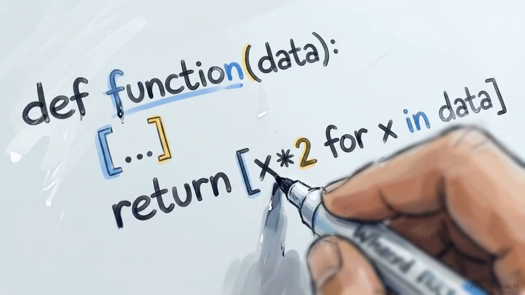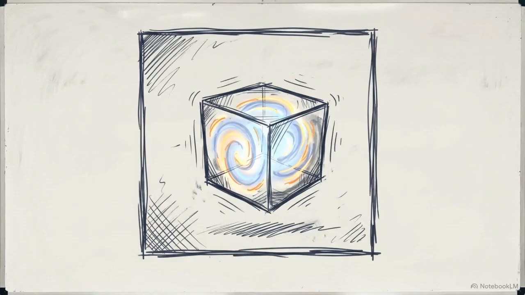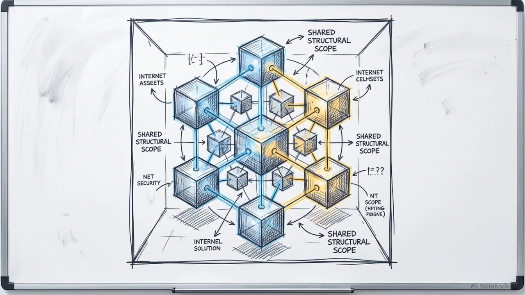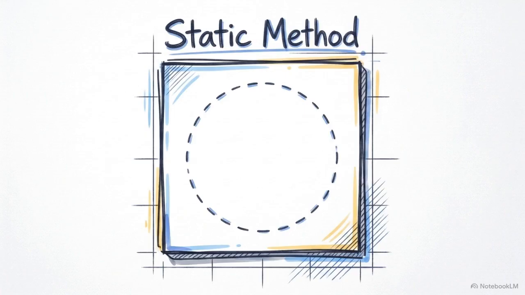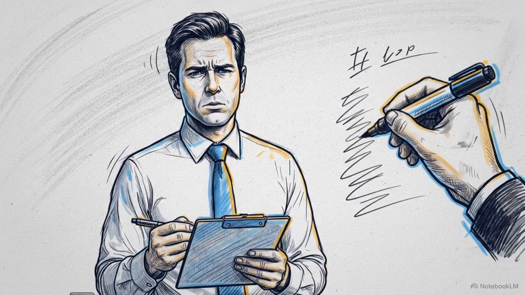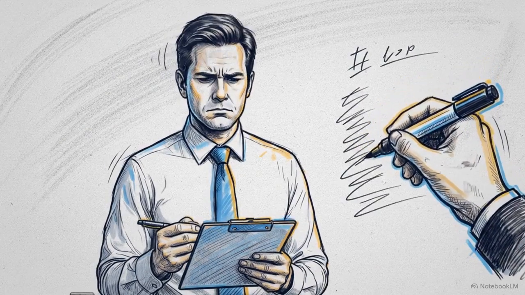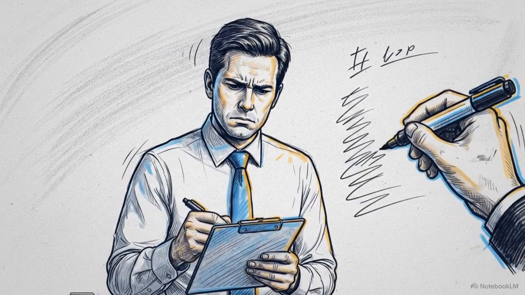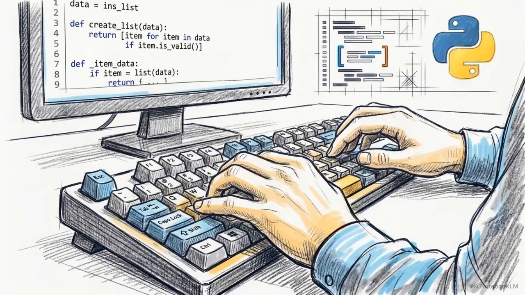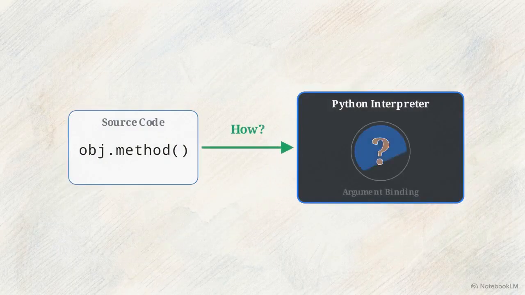Most developers answer by recalling the standard parameter names. Instance methods take self, class methods take cls, and static methods take neither. This answer often falls short when an interviewer asks how these methods actually behave at the execution level. Reciting the keywords describes the syntax you type, but it doesn't explain how the interpreter handles the call.